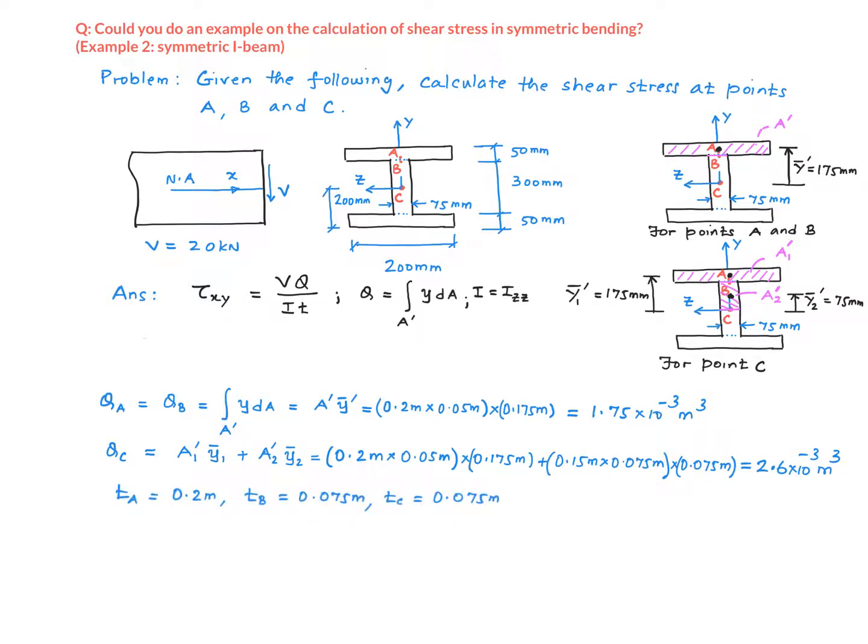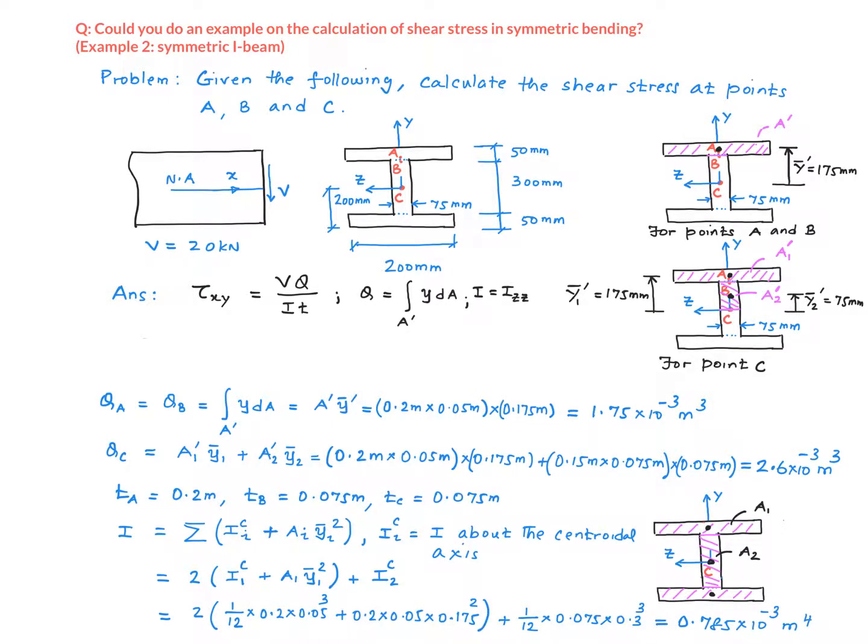And here are the values of t for the 3 points. Like we said before, point A is taken in the flange, and therefore the value of t for point A would be the width of the flange, which is 0.2 meters, whereas point B is taken in the web. The width there is 0.075 meters, and point C, of course, is right in the middle of the web. The width there is 0.075 meters. Now let's go ahead and find a value for the second moment of inertia. Since we have an I-beam, we're going to have to break it into sub-rectangles.